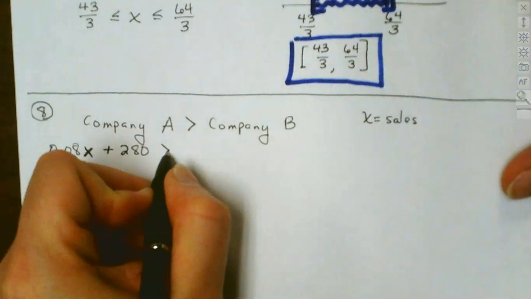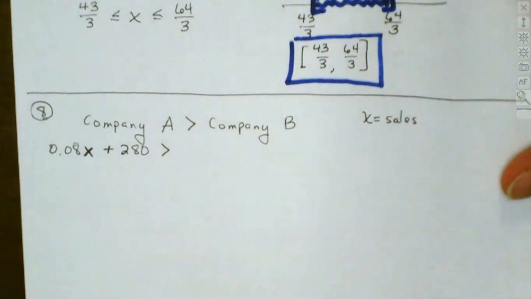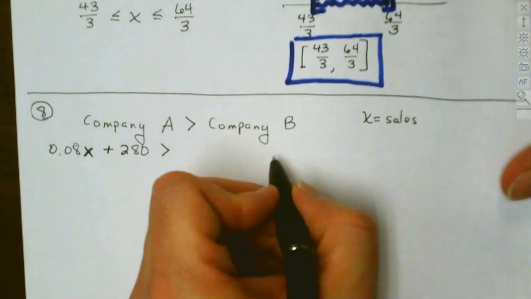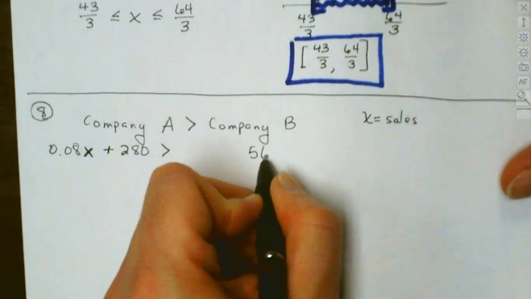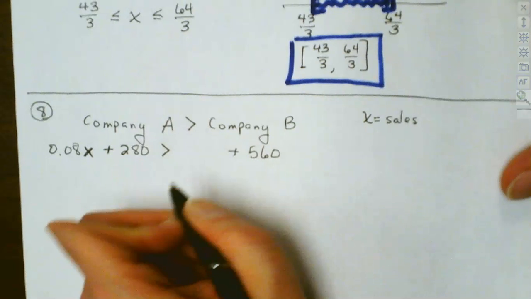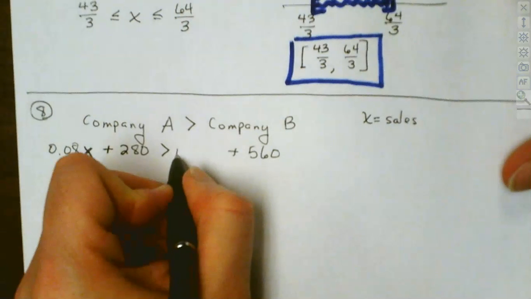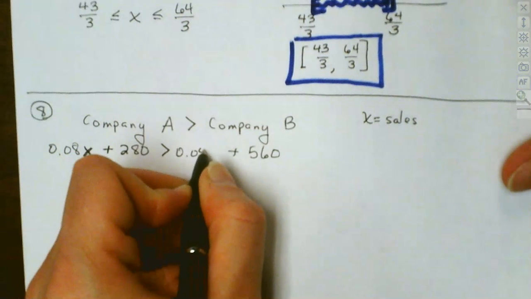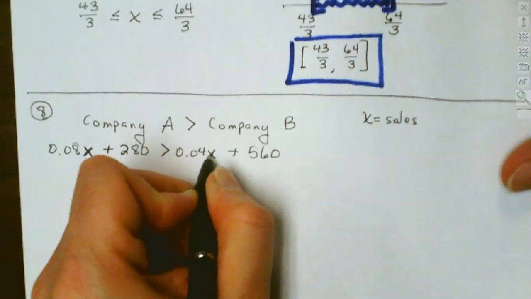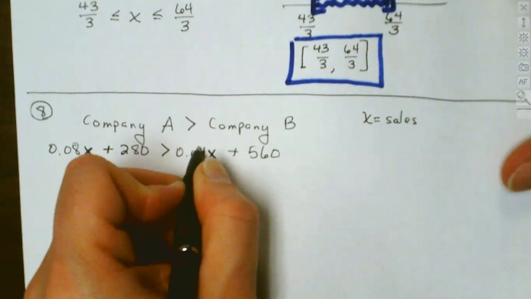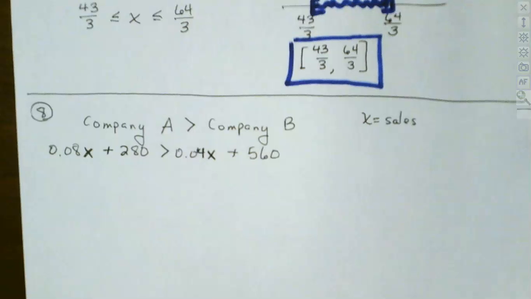We want this to be bigger than company B. And what do we know about company B? Well, company B, we have a fixed salary of $560 a week, and then we get 4% commission. So that's 0.04x there. Okay.